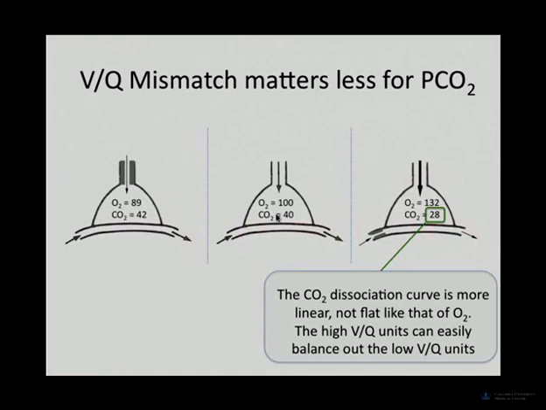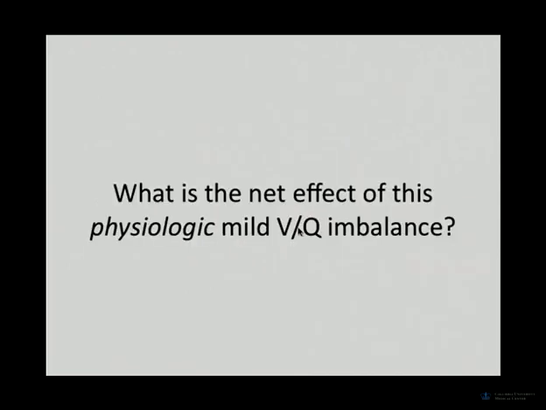Your PCO2 in your blood, we've talked about it in many different lectures, the PCO2 in the blood and the PCO2 in the alveolus are essentially the same. Okay. So what is the net effect of this physiologic mild VQ imbalance in the normal lungs?